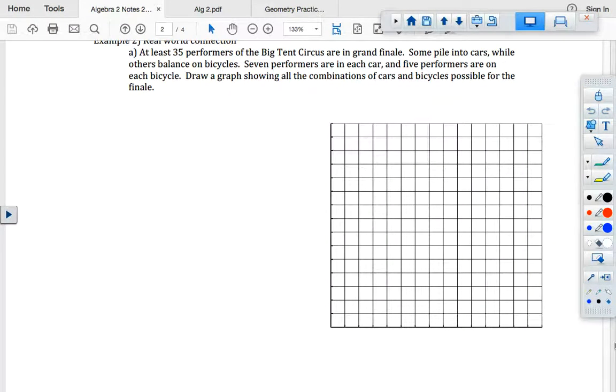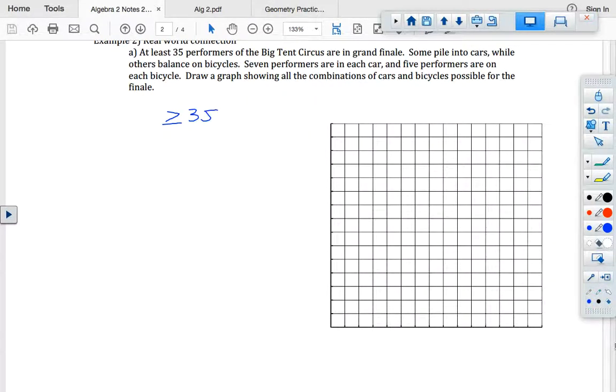What was my important information? At least 35 performers. So at least 35. So is that a greater than or less than sign? Greater than or equal to. Yeah, greater than or equal to 35 performers. Okay.